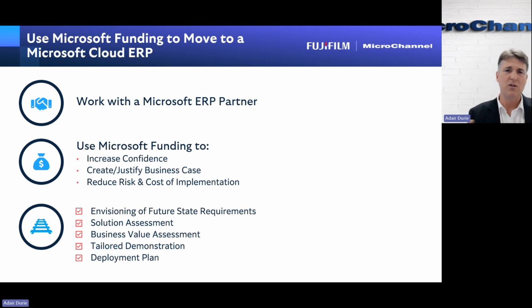And there's 5 here, but one's called Envisioning, where we work with you to document what you want your future state to look like. What are the things that you want to get out of Cloud ERP? We document that. We assess that against the solutions that we have available. We can go through the benefits, particularly from a business case perspective, through a business value assessment. We go, these are the areas where we think you're going to get value. Obviously use that prototyping to do a tailored demonstration.